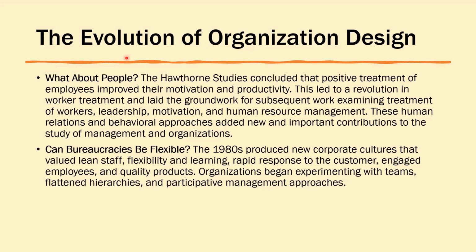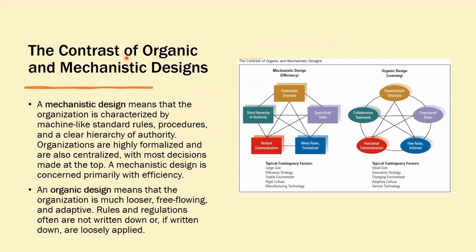So it begs the question now, can bureaucracies be flexible? In the 1980s, it produced the new corporate cultures that valued lean staff, flexibility, and learning. Rapid response to the customer, engaged employees, and quality products. So organizations began experimenting with teams, flattened hierarchies, and participative management approaches because things were changing. Customer relations changing, the competition in the environment changing. So organizations had to be a little bit more relaxed. But nonetheless, they still maintained much of the scientific management and the administrative principles.